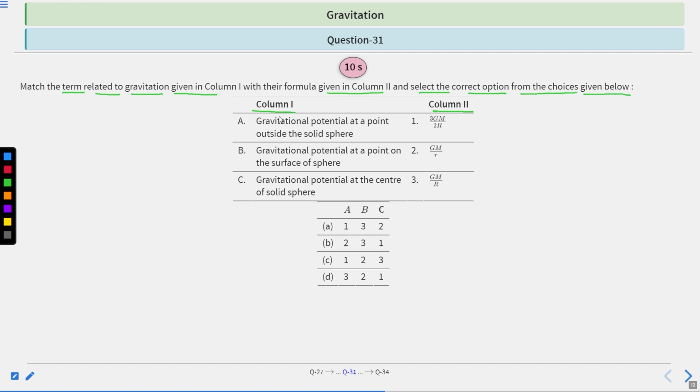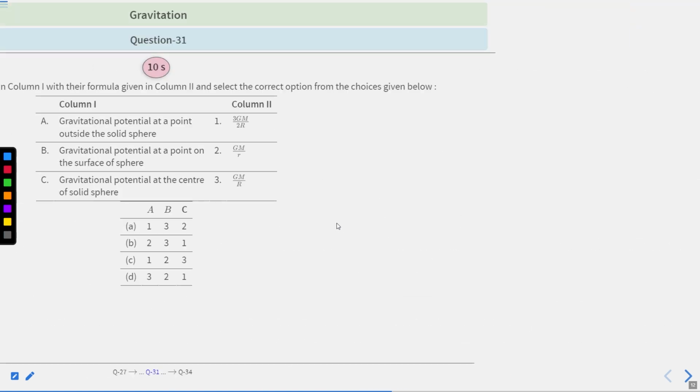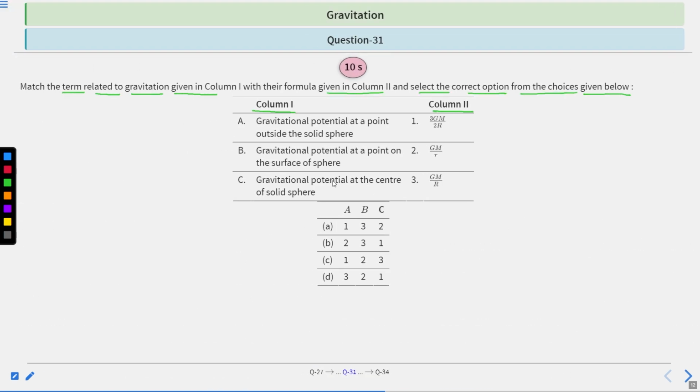In column 1, A is gravitational potential at a point outside the solid sphere, select this from column second. Option B, gravitational potential at a point on the surface of the sphere, select the answer from column 2. And option C, gravitational potential at the center of the solid sphere, select this from column second. Clear? You have 10 seconds to solve this question. After 10 seconds we will provide the solution.